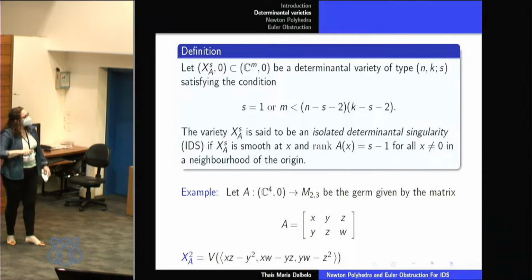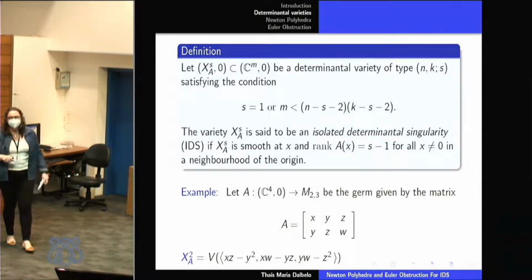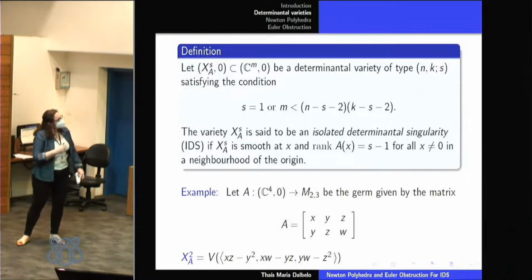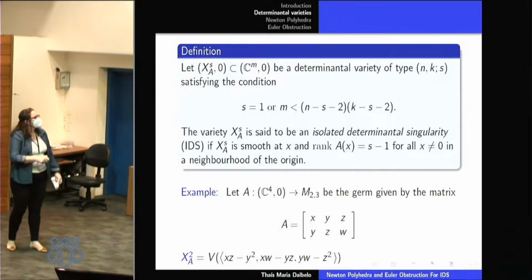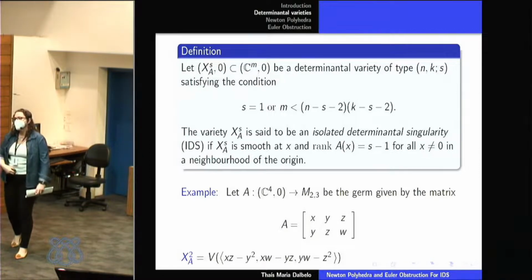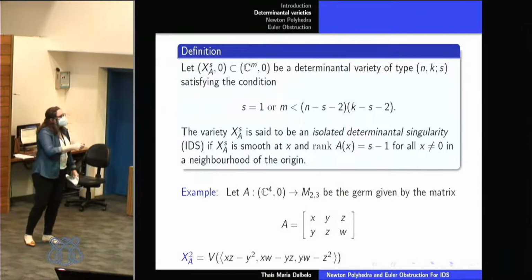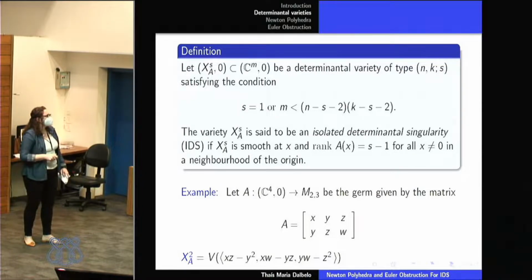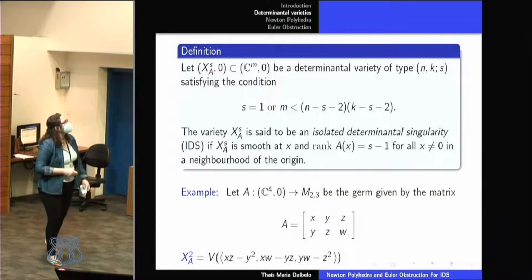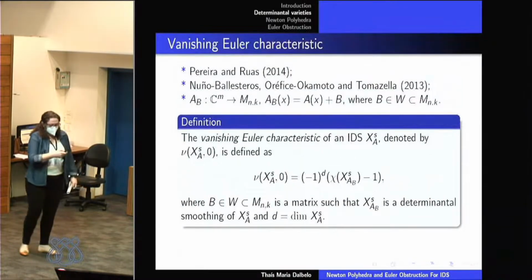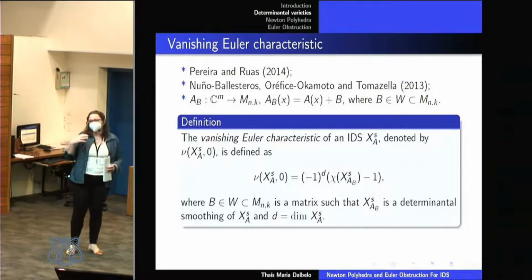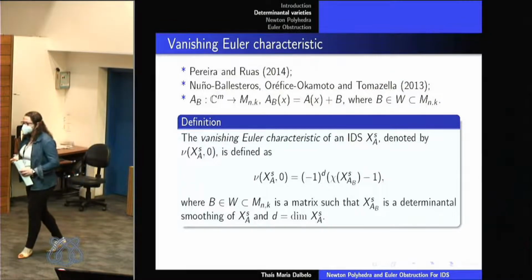And in this case, XA2 has dimension 2 in C4, then XA2 is a determinantal variety in C4, and in fact it is an isolated determinantal singularity. The isolated determinantal singularity has some special properties.